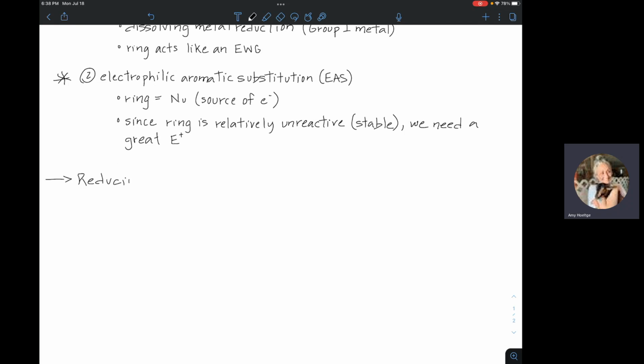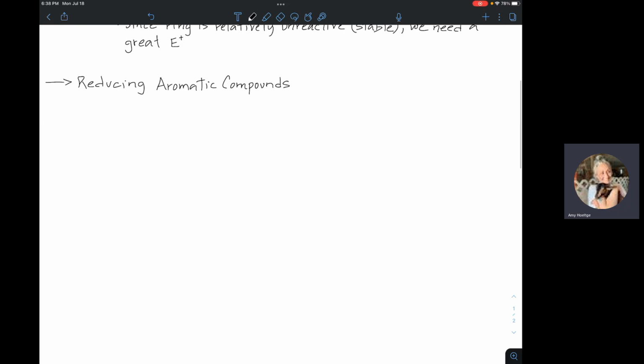So reducing aromatic compounds. Now on paper, you can do whatever you want, right? Theoretically, we should be able to stick this in a reaction vessel with some hydrogen gas and a metal catalyst, and then expect that we get an alkane out the other side, right? But then that doesn't happen. Your ring is pretty stable, and so if you're trying to do a regular catalytic hydrogenation reaction, you're probably not going to reduce the aromatic ring.